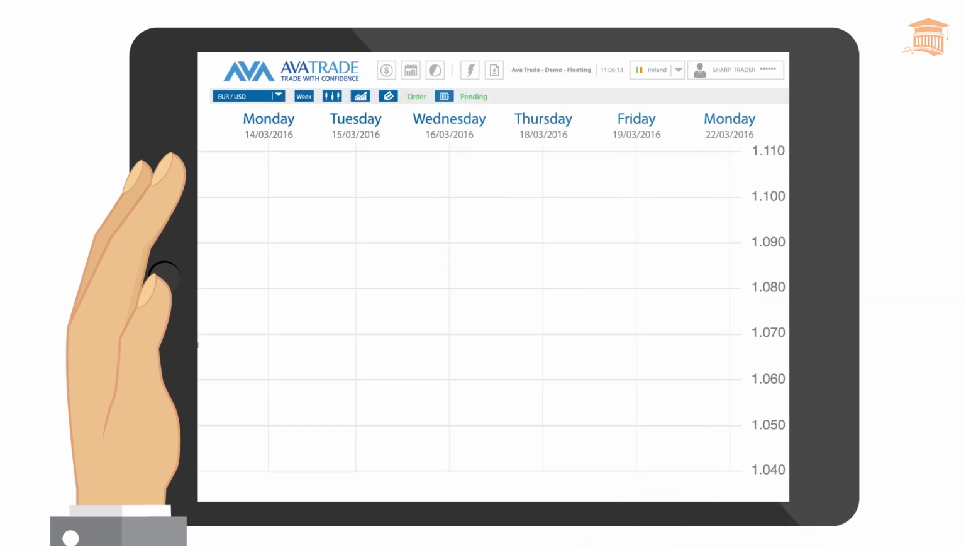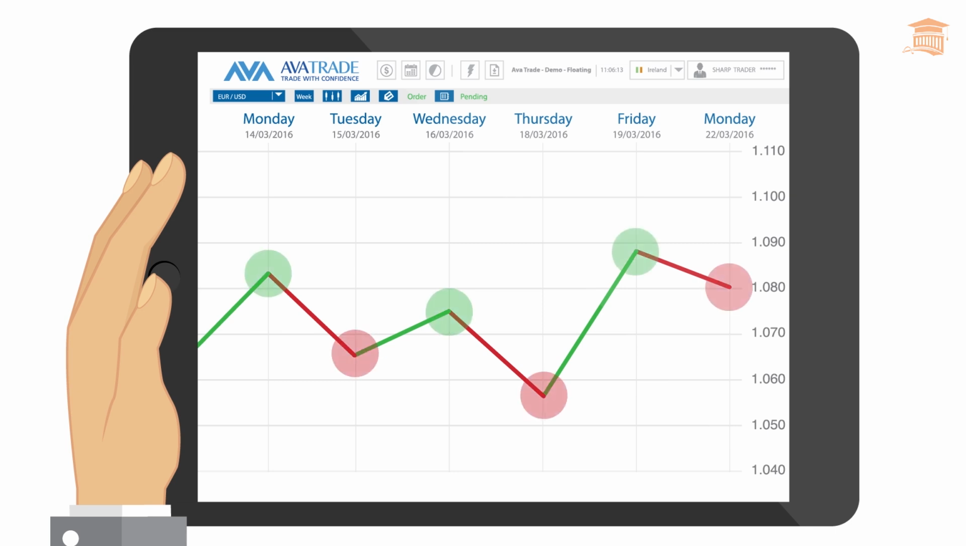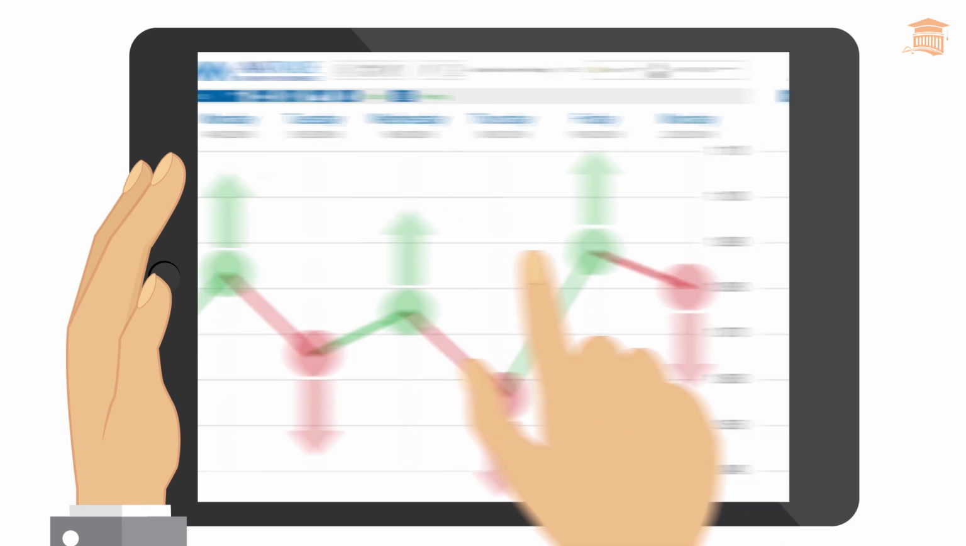Line charts are the most basic. They simply map a line from one quoted price to the next. When linked together, they represent the general price movement of an instrument over a selected period of time. Here we can see the quotes for each day linked together in either green or red lines, green showing rising prices and red showing falling ones.